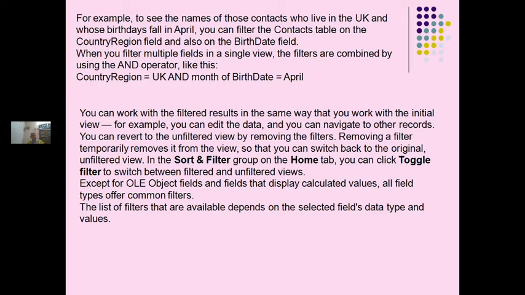For example, to see the names of those contacts who live in UK and whose birthdays fall in April, you can filter the contacts table on the country region field and also on the birth date field. When you filter multiple fields in a single view, the filters are combined using AND. You can work with the filter results in the same way that you work with the initial view. For example, you can edit.